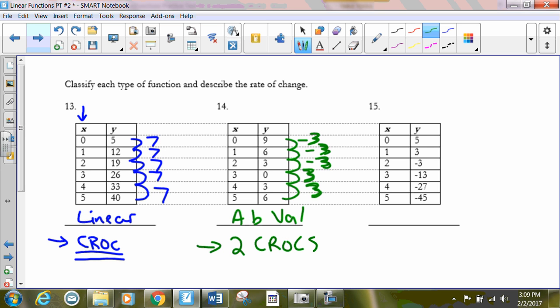And when you think about the graph of an absolute value, it makes sense because it's really two linear graphs put together. That's what an absolute value graph is. So we'll have one constant rate of change for this part of the graph, and then a different constant rate of change for this part of the graph. So you can put that it has two CROCs.